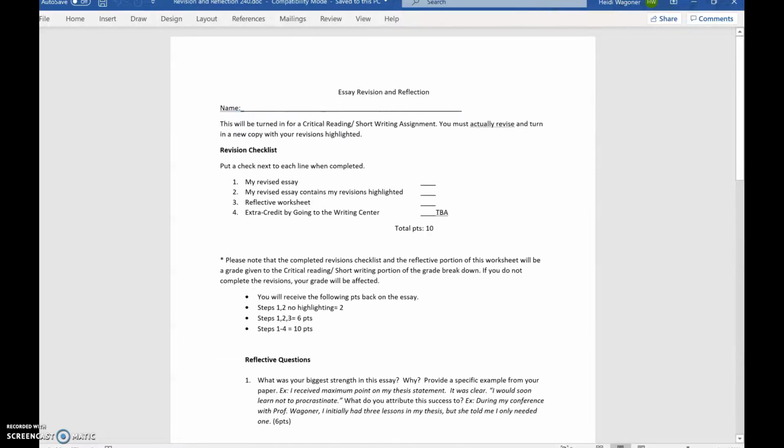So you will get around 10 points. When I say 10 points, I don't mean like you're at 80, you're going to get to 90. I mean that you're going to get that added to your average. So probably go up a couple of letter grades. So it's definitely worth your while to do that.